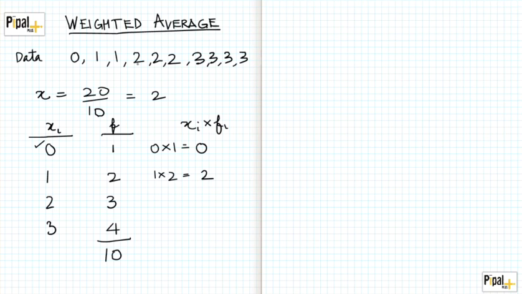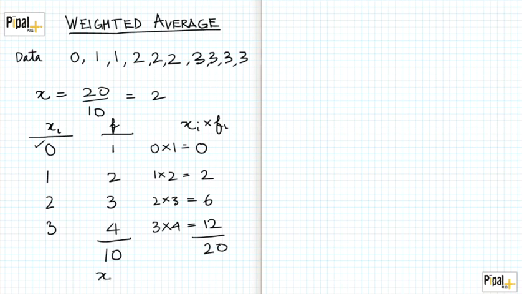Likewise, two-account holders are 3 in number, so between them there are 6 accounts, right? So 2 multiplied by 3 is 6, and there are 4 people with 3 bank accounts, so we will write 3 bank accounts multiplied by 4 people, so 12 bank accounts between the people who have 3 bank accounts. Now when I add this up, 0 and 2 and 6, 8 and 12, we get 20.